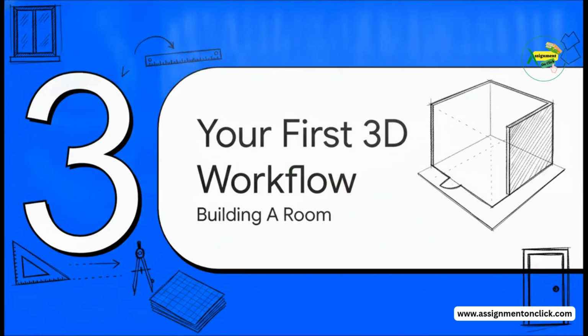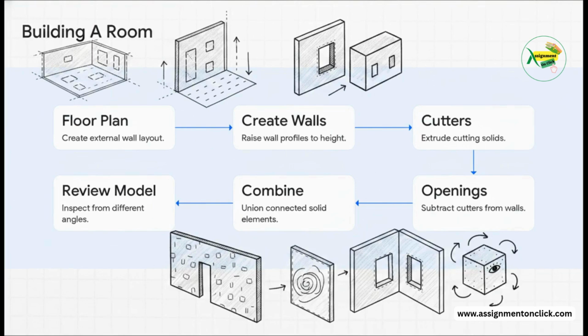Section 3. Your first 3D workflow. Building a room. So how do we actually use these tools together? This 6-step process is your blueprint for success. You start down on the ground by drafting a really clean 2D floor plan. Next, use Extrude or Presspull to raise those profiles into your 3D walls.